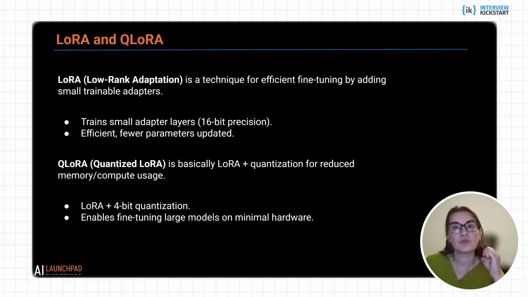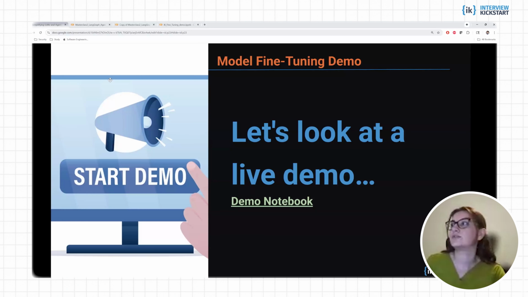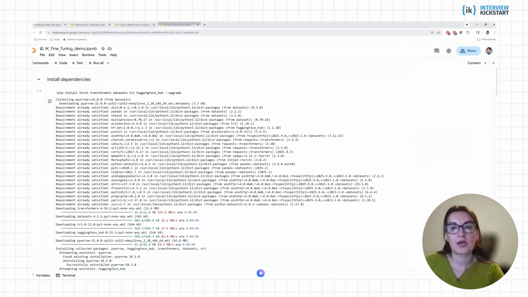I'm going to go through a demo to show you an example of fine-tuning. I already ran the model. Let me make sure you're seeing the screen. Yeah, so I have it in Colab. You can have it in Jupyter Notebook. You can actually run it on your personal hardware. And we are going to walk through the different cells.